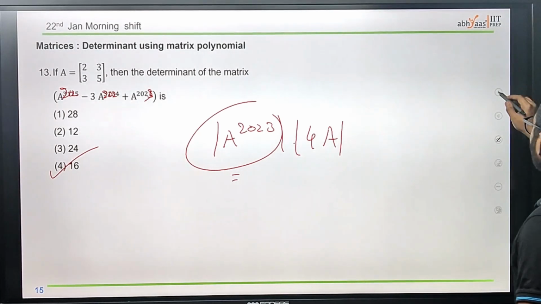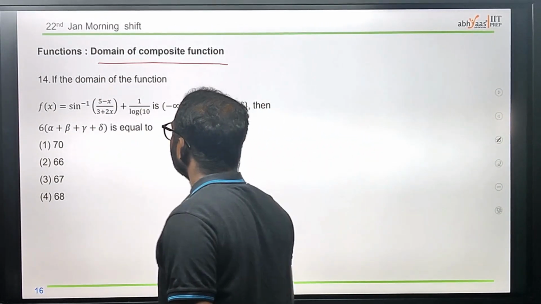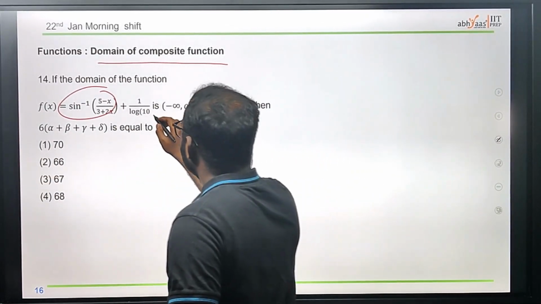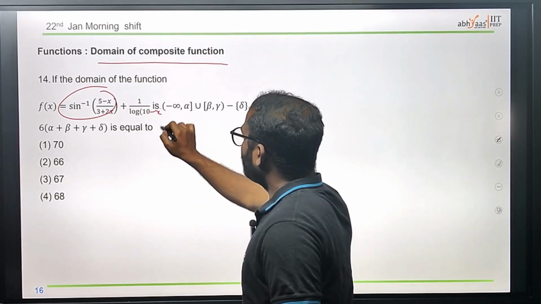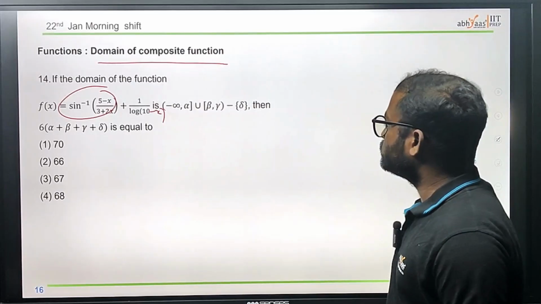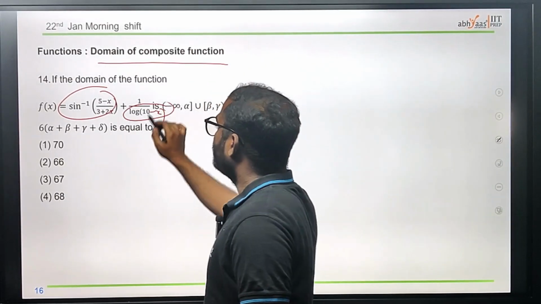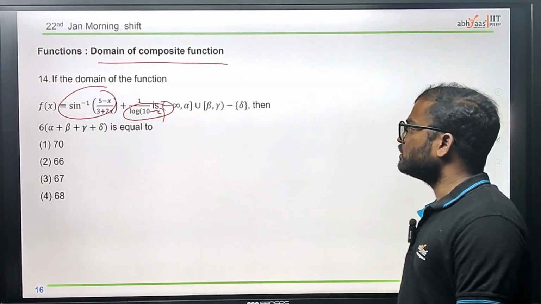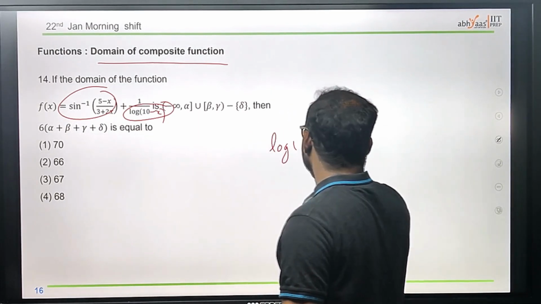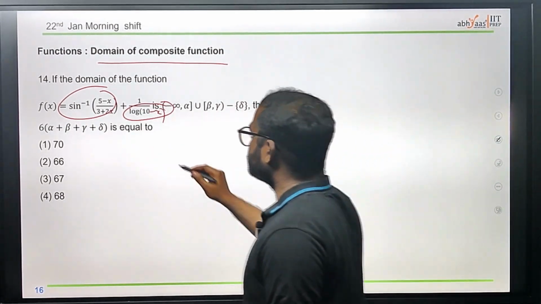Now come to the next question. We have, on the basis of functions, the domain of a composite function. See here, we know sine inverse is in between -1 and 1, and log must be greater than 0. By using that situation, and also here log is a denominator and it has to be defined. We know log 1 is 0. Whenever it is log 1, that will be 0 and undefined. Therefore we can say it is an undefined form.